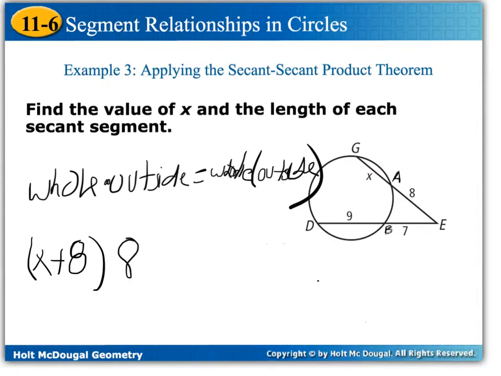Because again, we want the whole outside. We want the whole secant segment. The whole secant segment is X plus 8. The external secant segment is 8. Now you can go ahead and distribute that if you want, but I'm going to show you why you might want to just hold on to it right there and leave it there. Because I'm going to be taking equal to the whole segment. I go 9 and I go 7 more. I have 16. I'm going to multiply it by the external of 7.